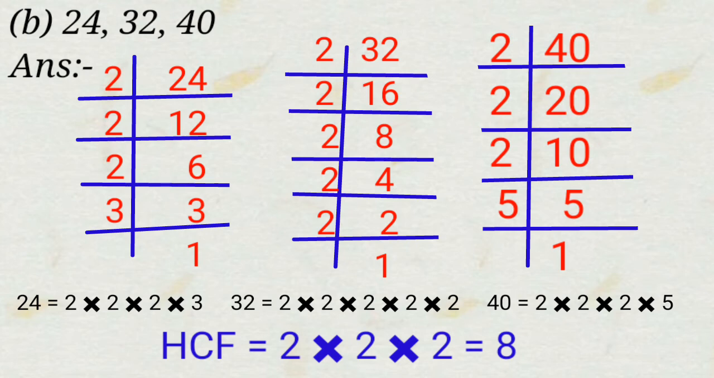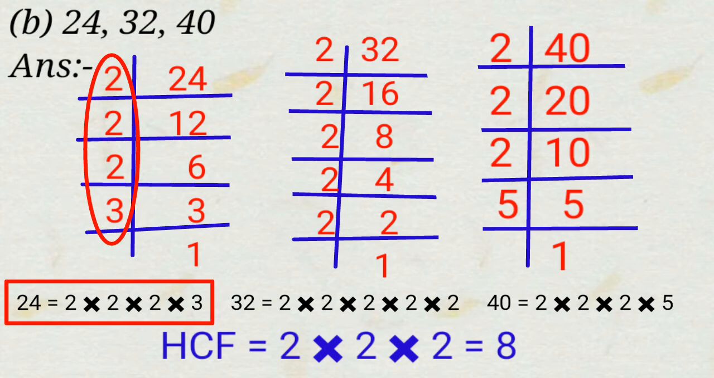B part is 24, 32, 40. So from here let's factorize 24. 2 12s are 24. 2 into 6 is 12. 2 into 3 is 6. 3 into 1 is 3. So we get 1 at the bottom. So factors of 24 is equal to 2 into 2 into 2 into 3.